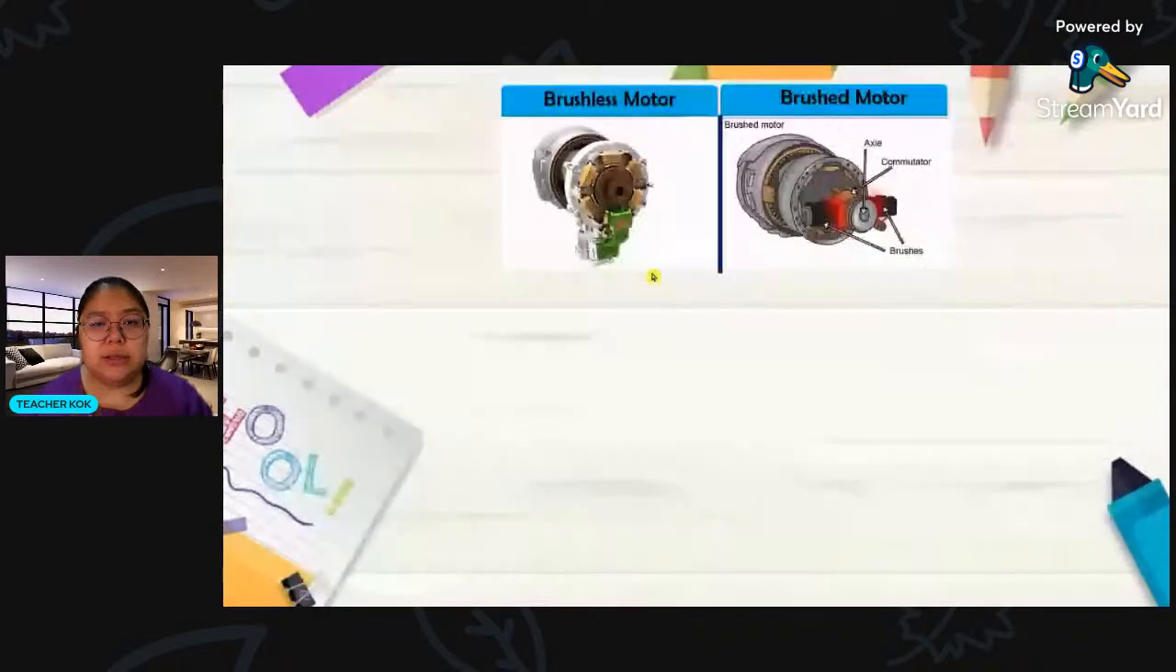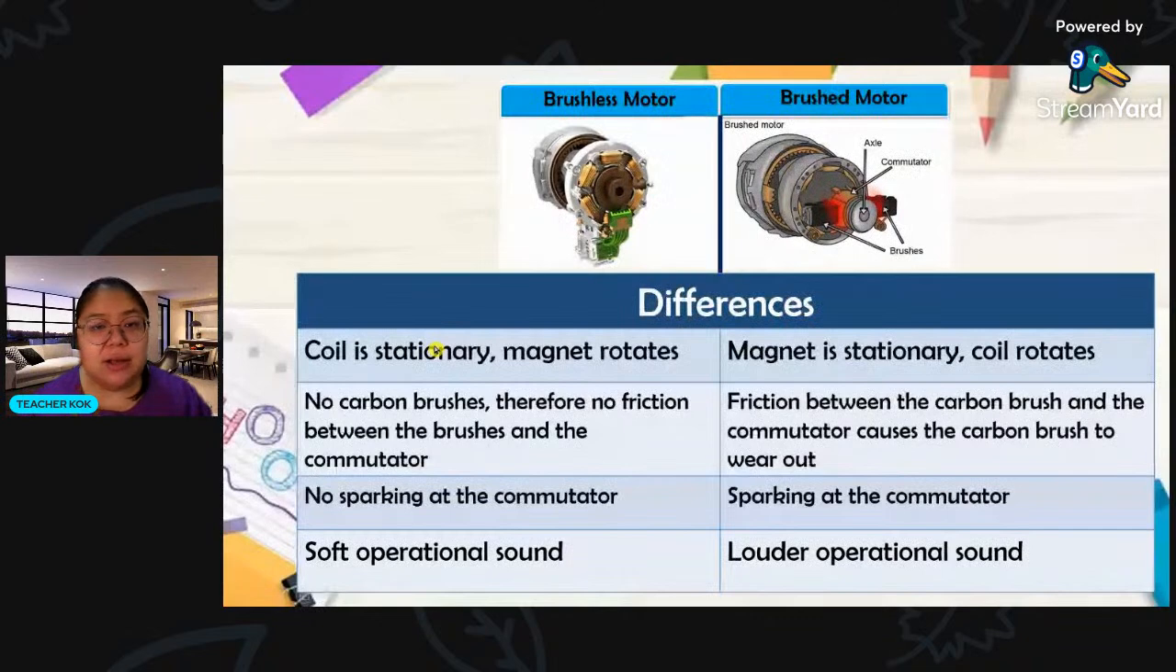You can see the diagram differences. What's the difference between the two motors? First one, the coil is stationary. When they function, the coil is never moved. That means the gold color copper wire never moves. Which one moves? The magnet rotates. The white color surrounding the round one will be moving. Magnet moving, coil stationary.